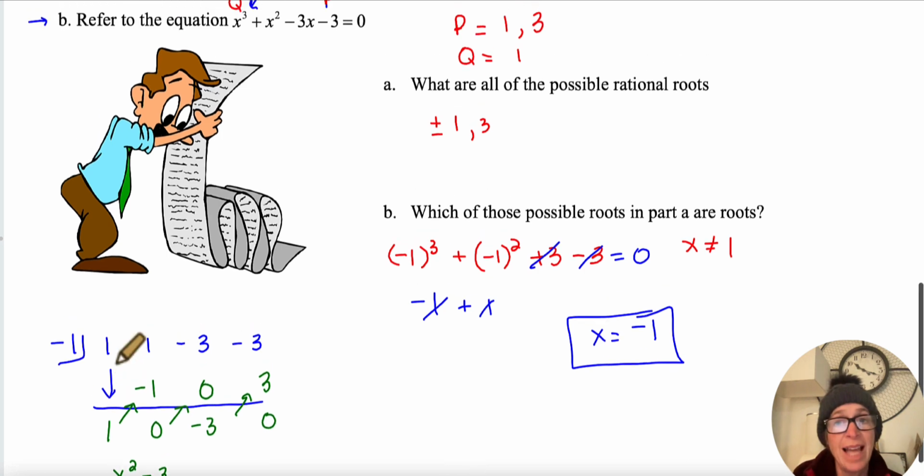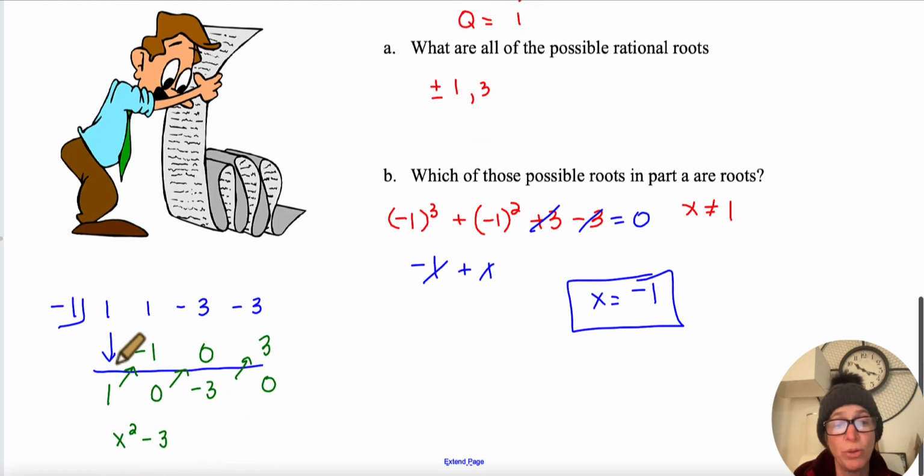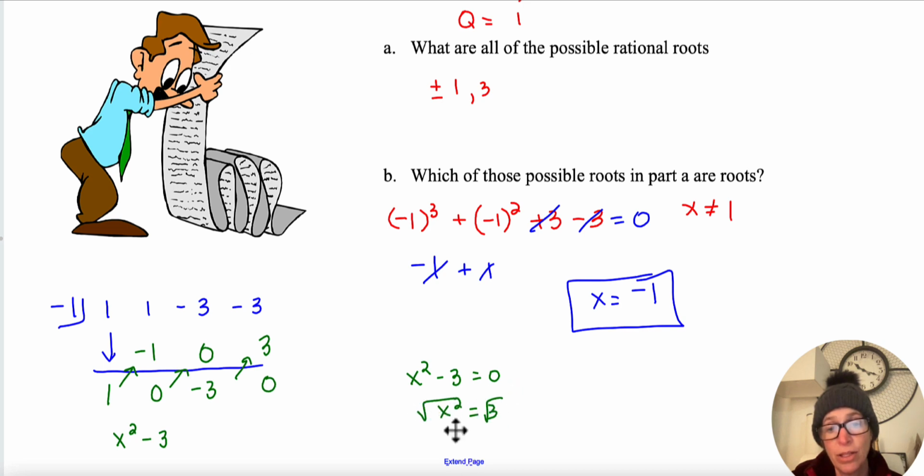So that's actually not going to give me a rational root, is it? If I set it equal to 0, it's going to give me x squared equals 3. So it's going to give me an irrational root, a plus and minus irrational root. So those are the other roots. So -1 is the only rational root. Plus or minus root 3 would be the irrational roots.